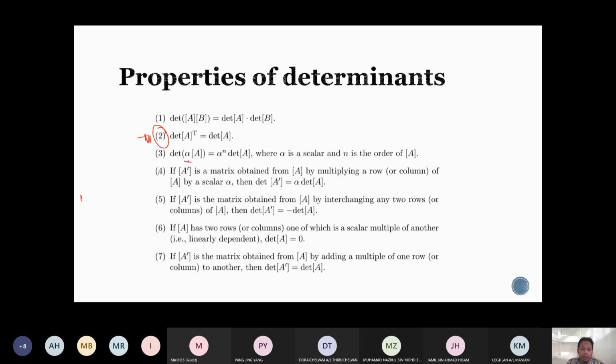So if you have a scalar value alpha times a matrix, so if you want to bring this out, it becomes alpha power of n. So n is the order. Order maksudnya kalau 2 by 2 matrix, the order is 2. So if a 3 by 3 matrix, then order is 3.